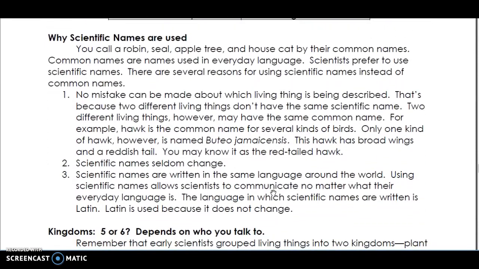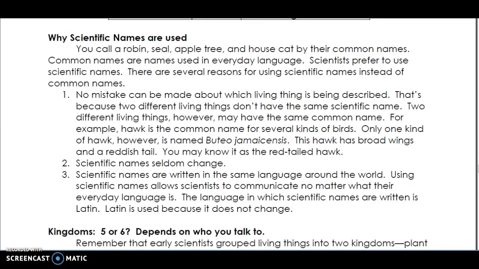Why scientific names are used. You call a robin, seal, apple tree, and house cat by their common names. Common names are names used in everyday language. Scientists prefer to use scientific names. There are several reasons for using scientific names instead of common names. One, no mistake can be made about which living thing is being described. That's because two different living things don't have the same scientific name.